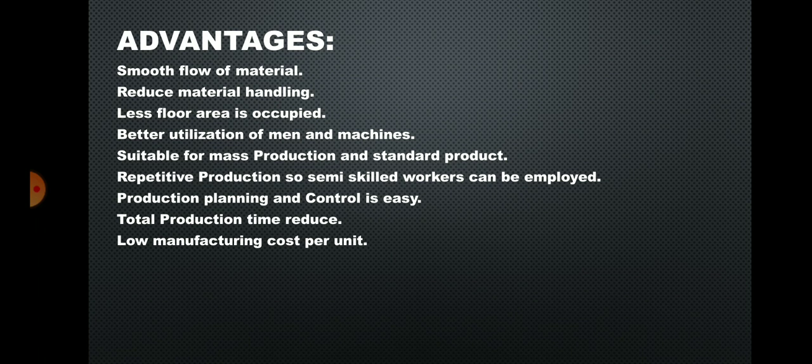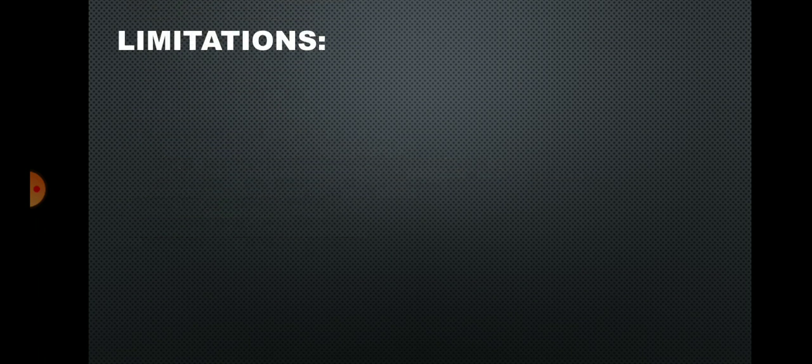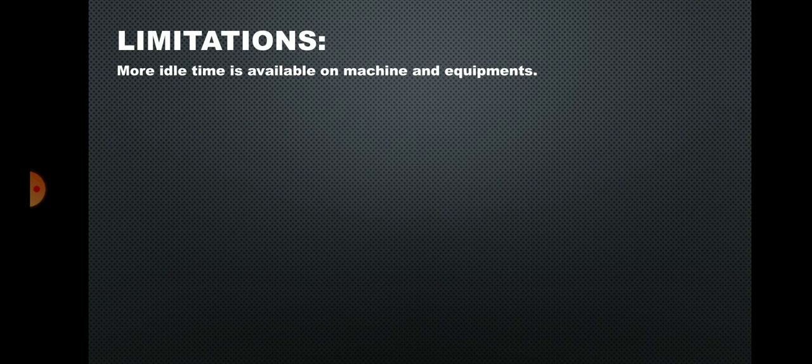As we discussed, it is mass production, so the per unit manufacturing cost is low. What are the limitations? More idle time is available on one machine and equipment. If one workstation has completed its work, then it is idle for another one. So more idle time is available on one machine and equipment.